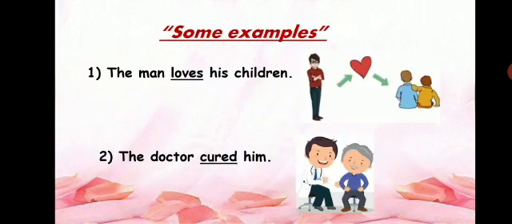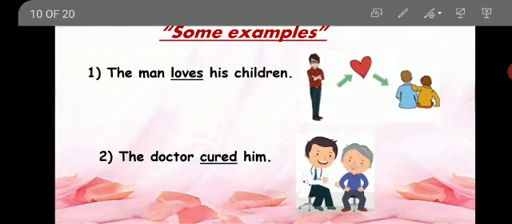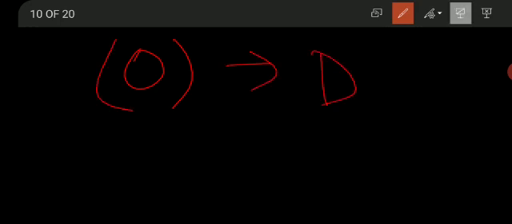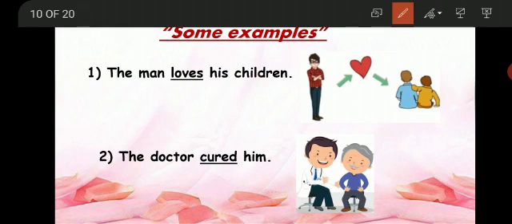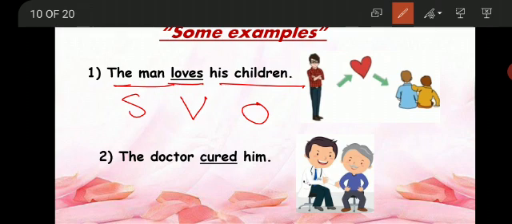Transitive verbs are those verbs, those actions, which have a direct object to receive their action. For example, the man loves his children. Here the verb is loves, man is the subject, and who is receiving the action directly? His children. So this is the direct object, and here the verb becomes a transitive verb. Similarly, the doctor cured him.